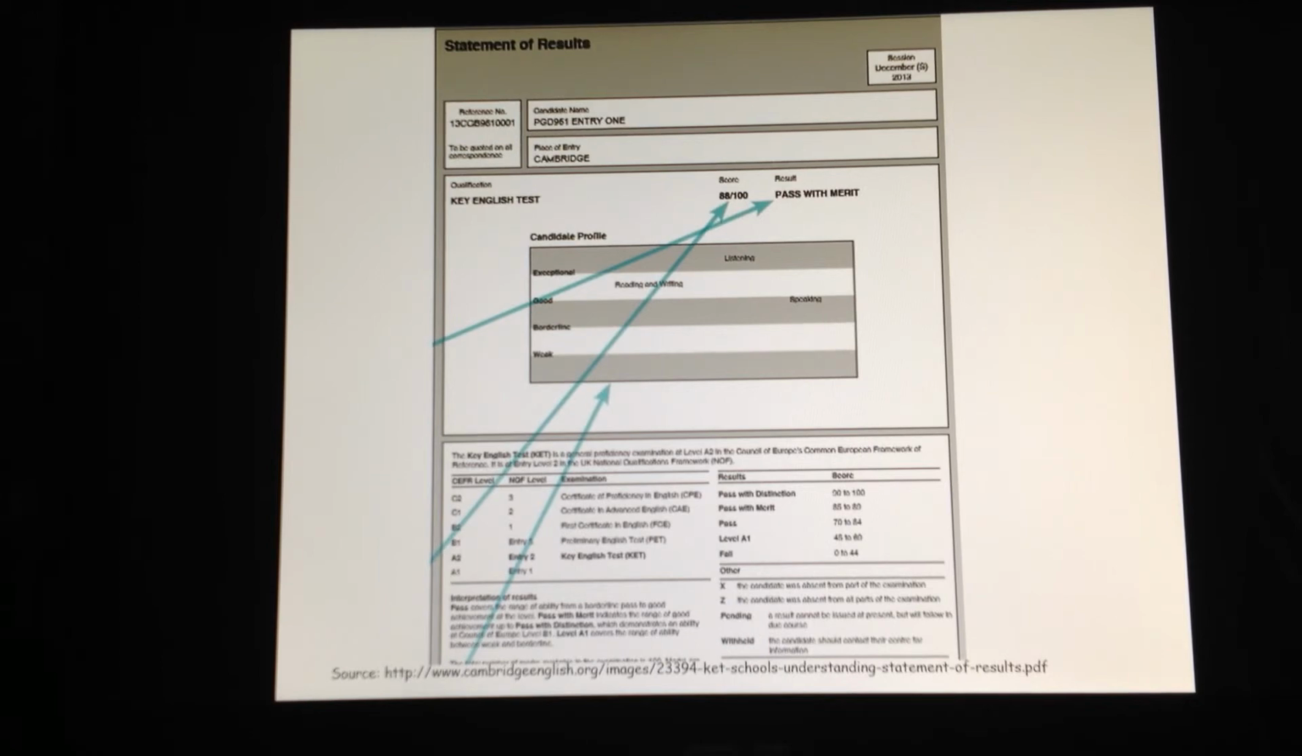Depending on the results, if you look a little bit lower on the right hand side, you'll see that if the test taker scores between 90 to 100, that's a pass with distinction. 86 to 80 is pass with merit. 70 to 84 is a pass. And then 45 to 60 is considered a level A1, and then anything lower obviously is not a passing grade.